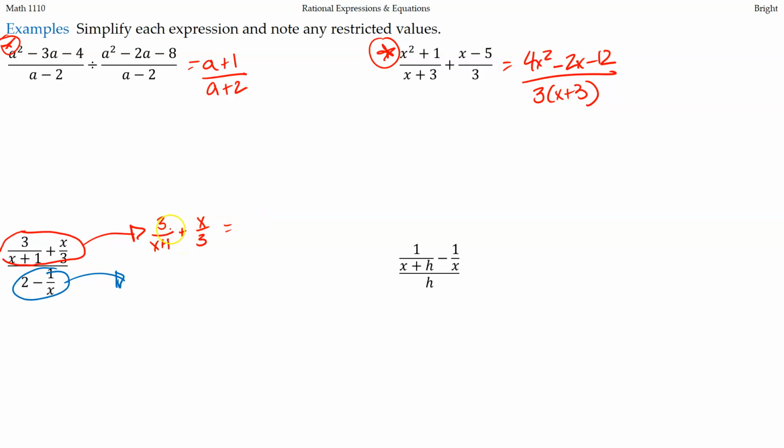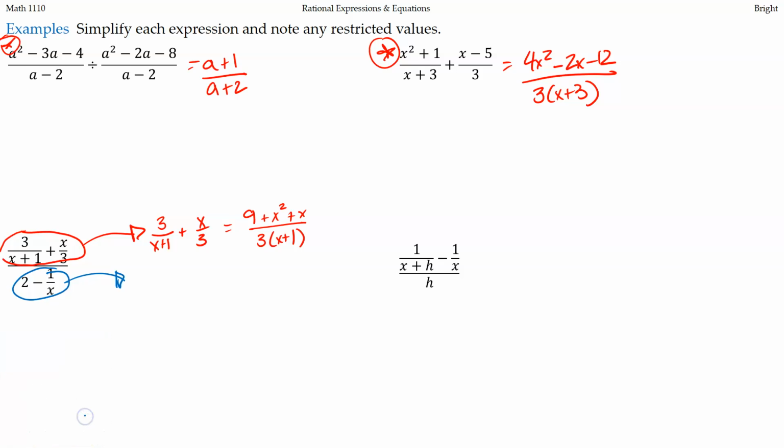So, again, pause the video and do the work if you need to. I get 9 plus x squared plus x after I simplify that, and then 3 times x plus 1 in the denominator. Okay, so that one's there.